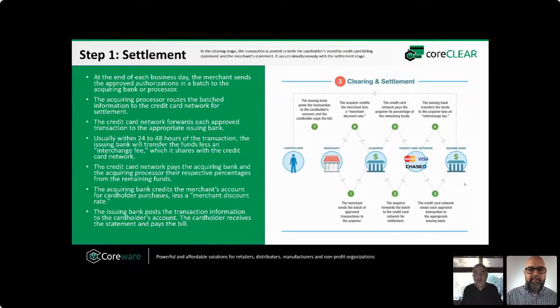Once that issuing bank transfers the funds, the credit card network pays the acquiring bank, and it takes a fee. So maybe these should be in red. I've got fees taken off here because the issuing bank is taking out fees, and then fees over here because the credit card network is taking out fees. And then the acquiring bank, guess what? They're taking out fees.